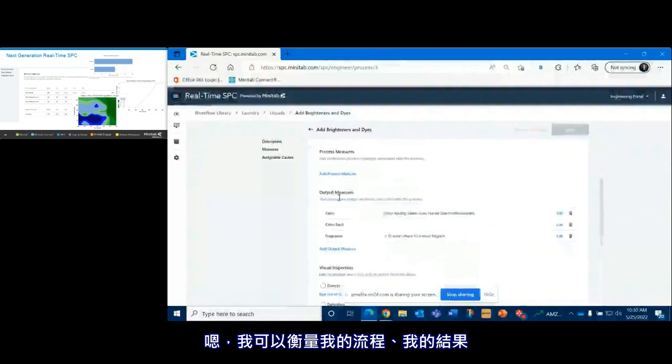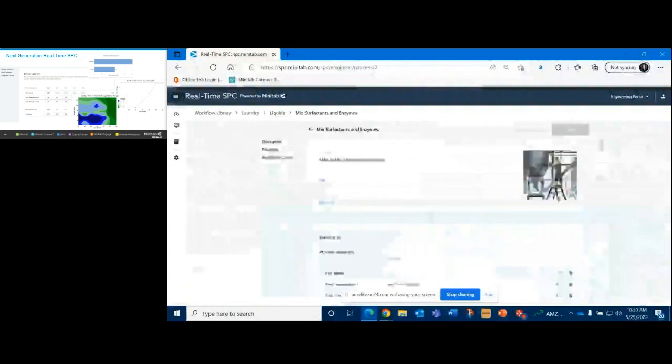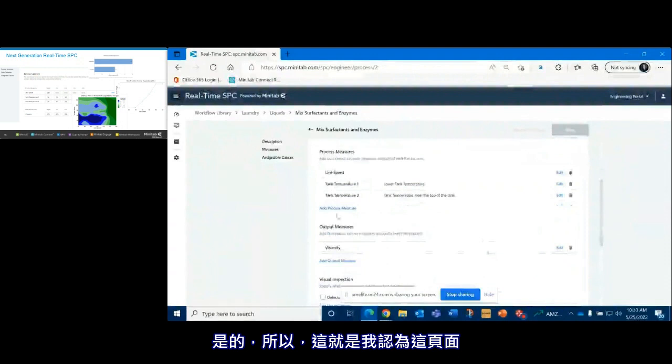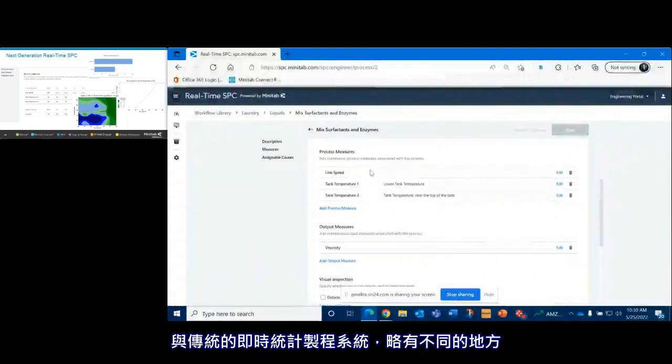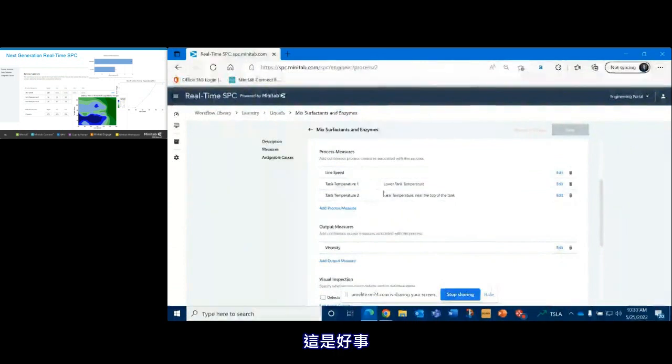I can do things like I said, having my process measures, my output measures. For this one, I'll show you this one as well. Yeah. So this is where I think this differentiates a little bit from traditional real-time SPC systems. So yes, other systems would allow you to measure the inputs and the outputs together, and that's great. And you should be thinking about that.